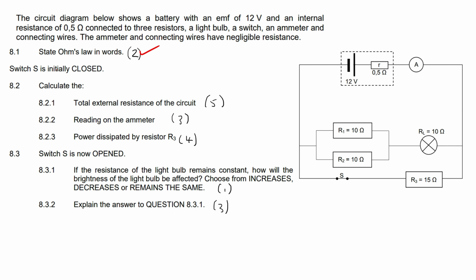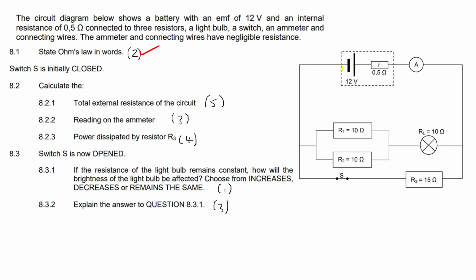Now it says switch S is closed. Okay, so switch S is closed. Calculate the total external resistance of the circuit, for 5 marks. That's a nice easy one. So what we need to understand is where the parallel parts are.